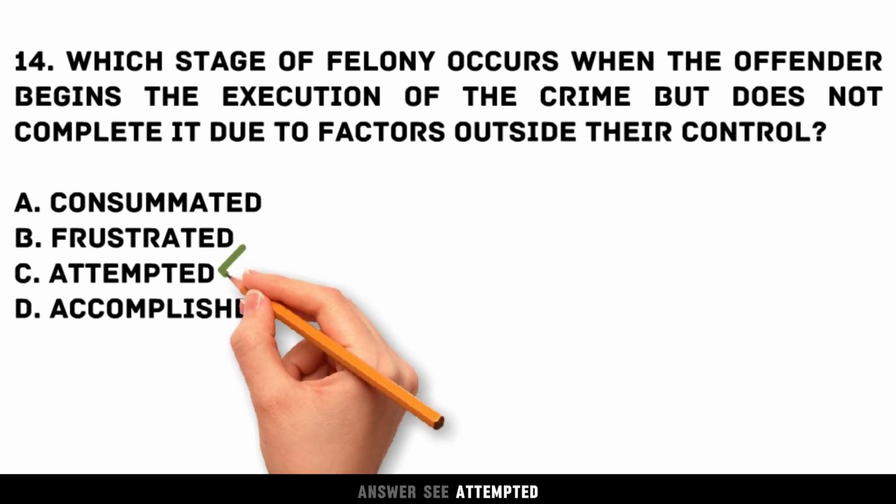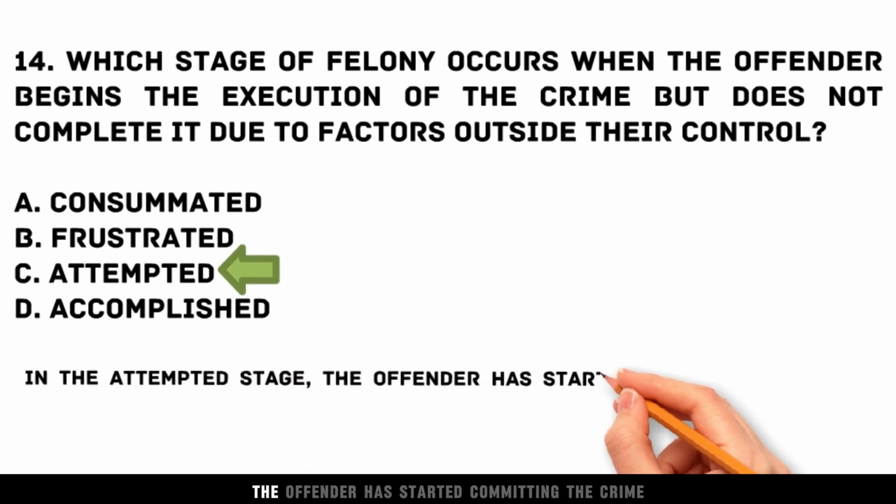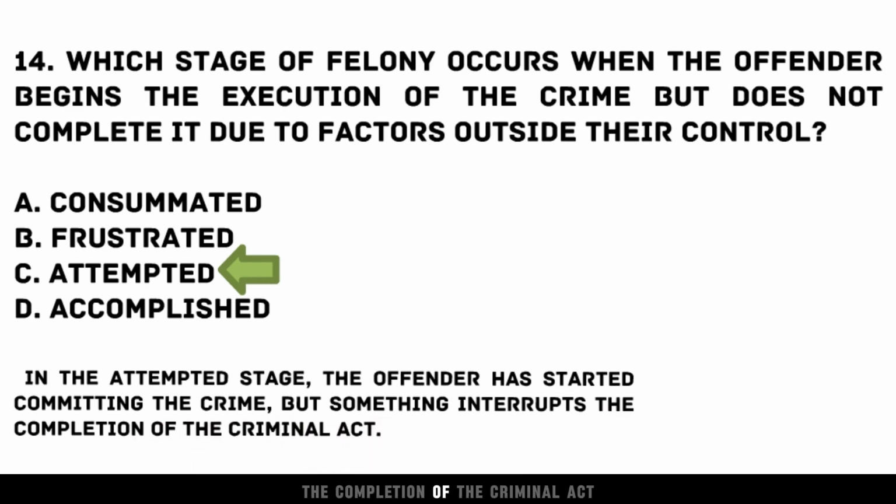Answer: C. Attempted. Explanation: in the attempted stage, the offender has started committing the crime, but something interrupts the completion of the criminal act.